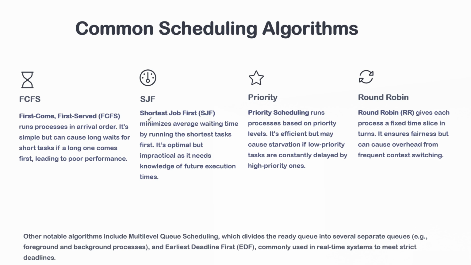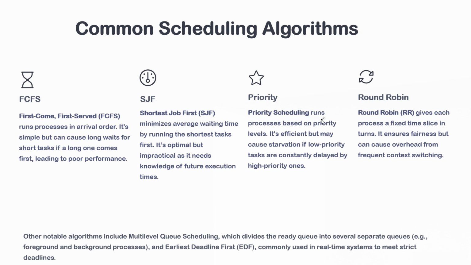Now we will talk about SJF, shortest job first. Shortest job first minimizes average waiting time by running the shortest task first. It's optimal but impractical as it needs knowledge of future execution times.